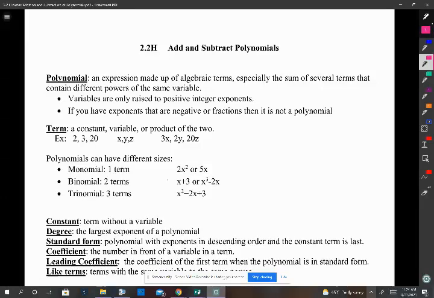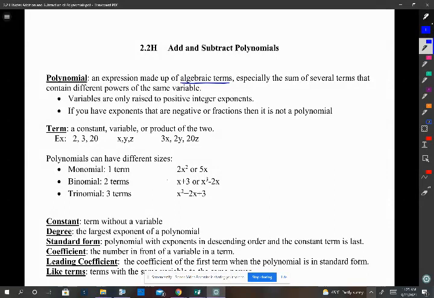So 2.2 is on adding and subtracting polynomials. So remember that a polynomial is just an expression made up of algebraic terms. And an algebraic term just means it's a combination of numbers and letters being raised to a power or just a constant. The way that a term is separated is by adding or subtracting.